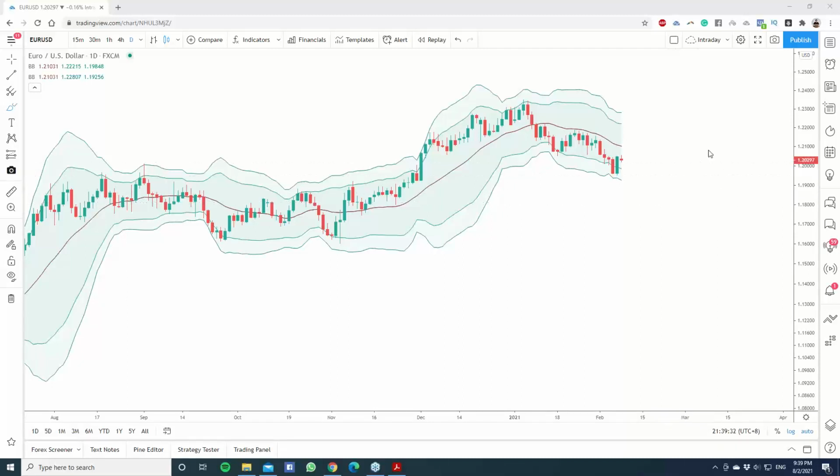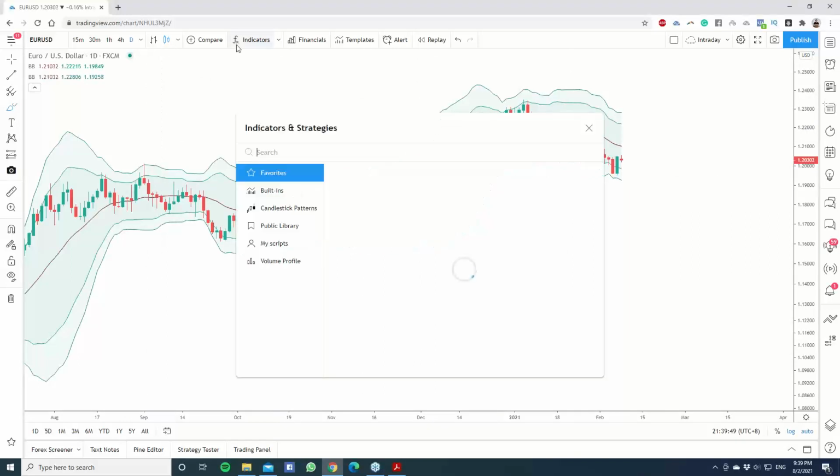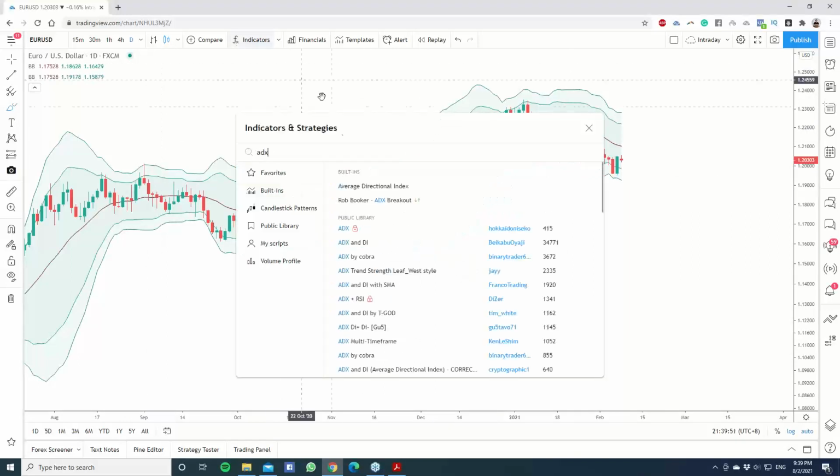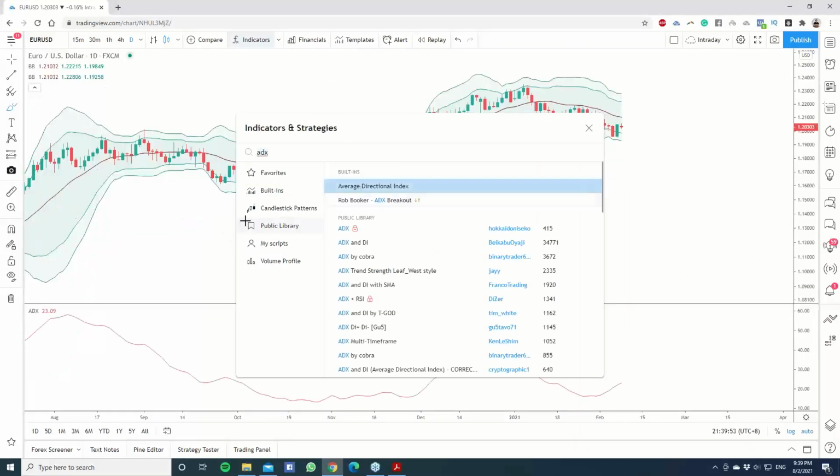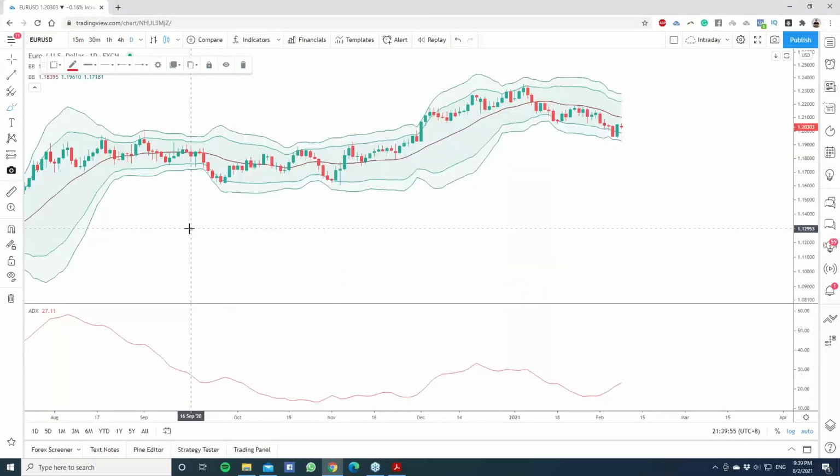Okay, I think there's another question. To ask another question: does BB go well with any other indicator? Yes, actually you can add some indicators to complement it. One indicator I can suggest you add on is your ADX, which stands for Average Directional Index.